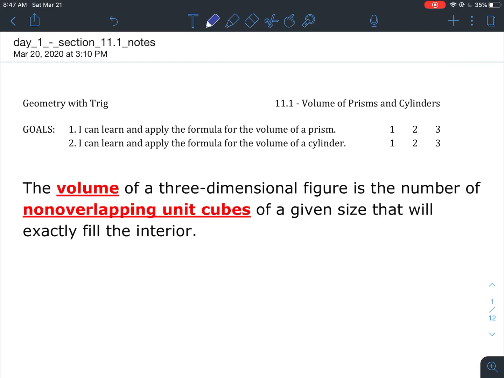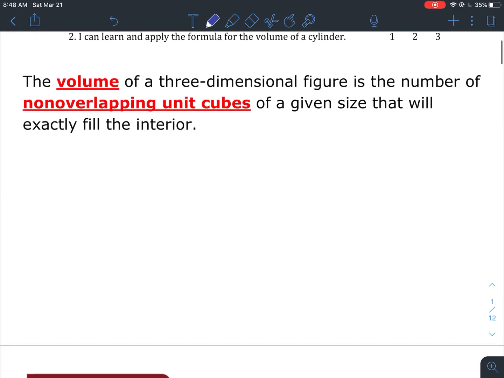This is 11.1, Volume of Prisms and Cylinders. So Chapter 11 is all about volume. You can see there what volume is. Volume is basically the amount of space inside a shape. So all the same shapes we've worked with for Chapter 10, we're going to do again in Chapter 11, except now we are looking at the inside instead of the outside.